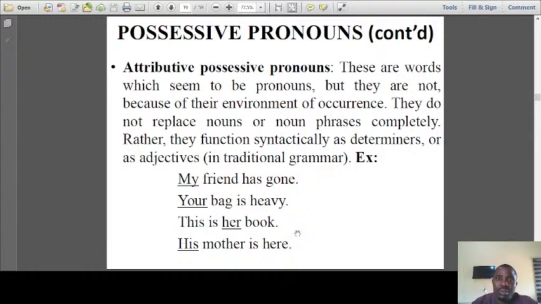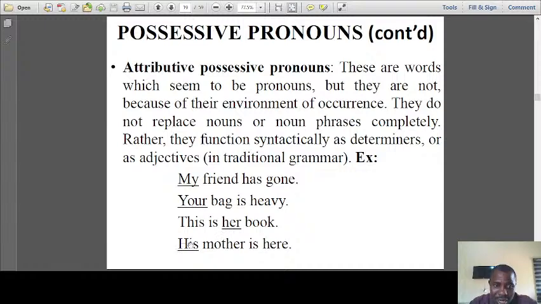Adam's wife is his wife. The attributive is the one I've already explained. Look at it: my friend has gone. My friend. This "my" here is a determiner. It's not a pronoun. Take note. If it is a pronoun, it's mine. If it is a pronoun, it's yours. If it is a pronoun, it's hers.